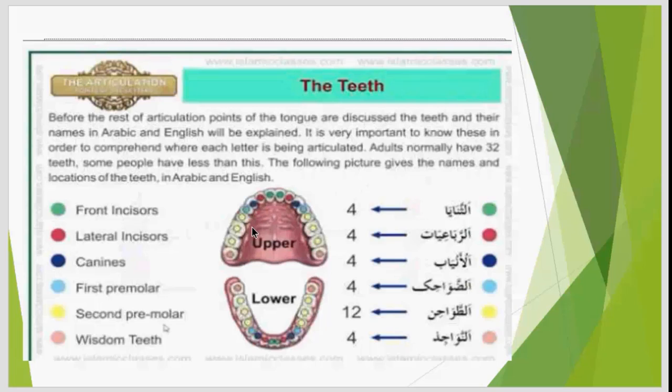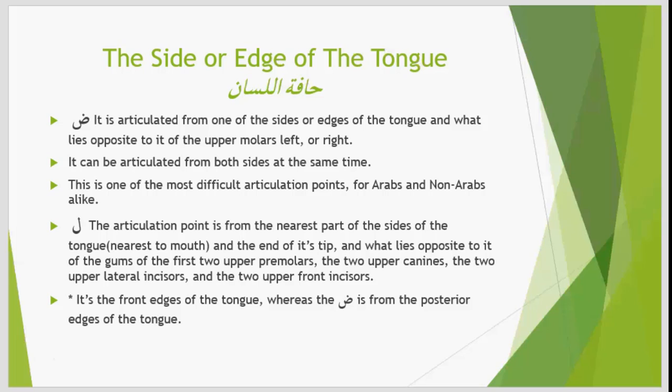So the tip of your tongue and the edges of your tongue are touching this portion: the gums of the front incisors, the lateral incisors, the canines, and the premolars. These 8 teeth. Okay? I hope it's good now.